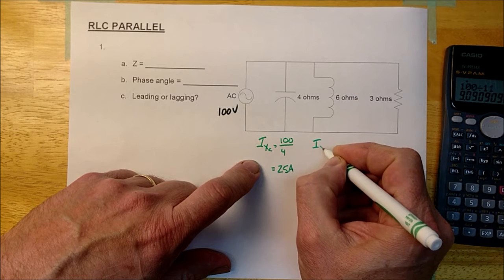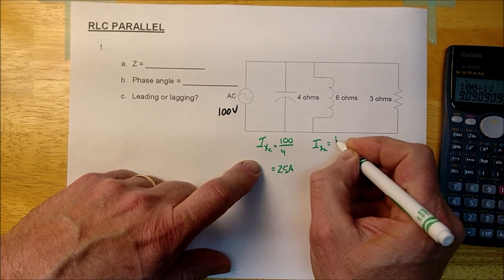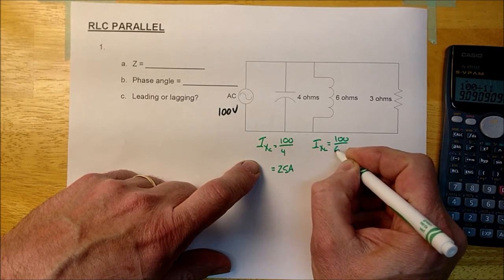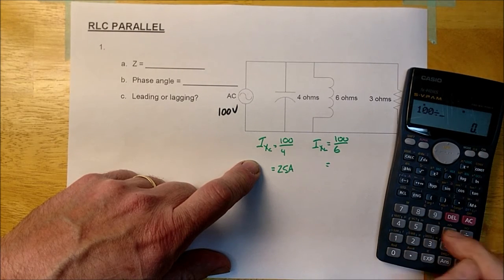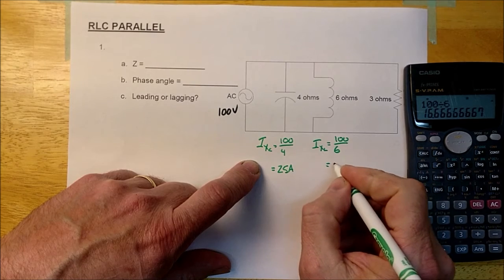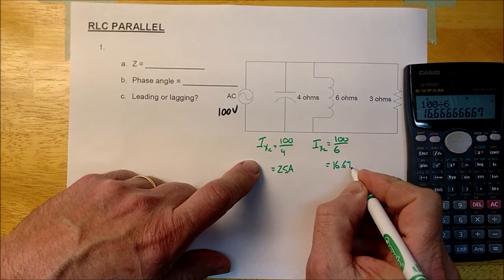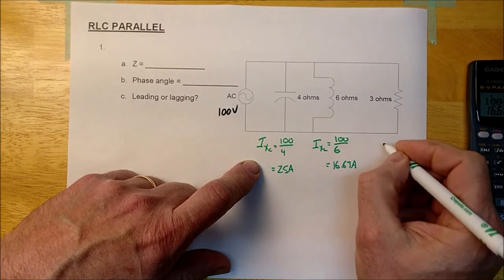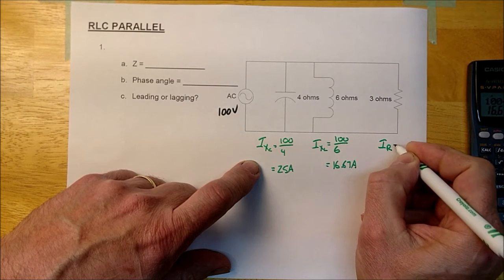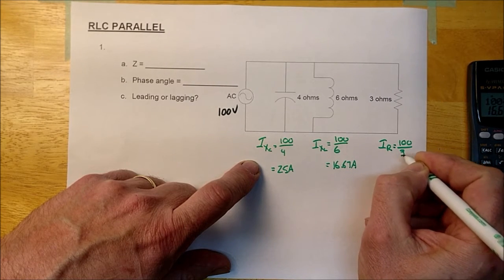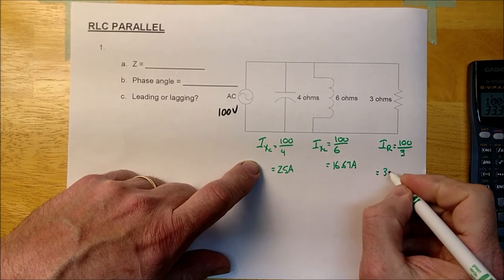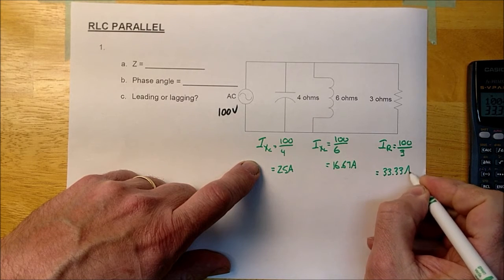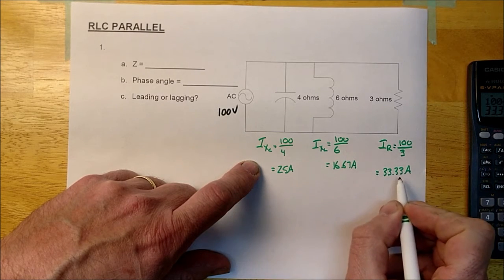We're going to call this one IXL. Since it's an inductor, it is 100 over 6, all right? So I think that's 16.67, 100 divided by 6. 16.67 amps. We're going to call this one IR. It is going to be 100 over 3. All right, guys, so 33.33. Yep, 33.33 amps. Okay, so now we've calculated our 3 currents.